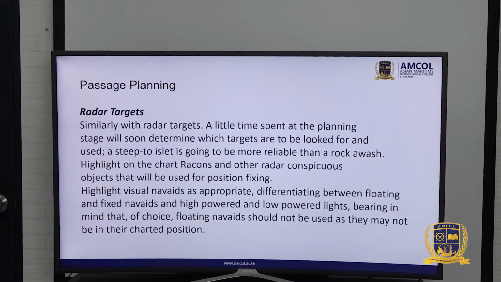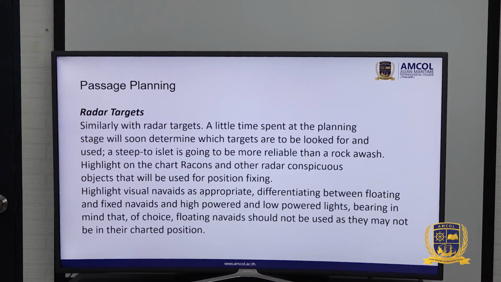Radar targets, as I mentioned earlier: look for reliable targets. A sandy coast is not a good target. Look for rocky, solid points which can help you in position fixing. A steep islet is going to be more reliable than a rock awash. So these are things which you need to know, and as an officer of the watch, based on your experience, you will be able to optimize the usage of radar by picking up targets which are more reliable.